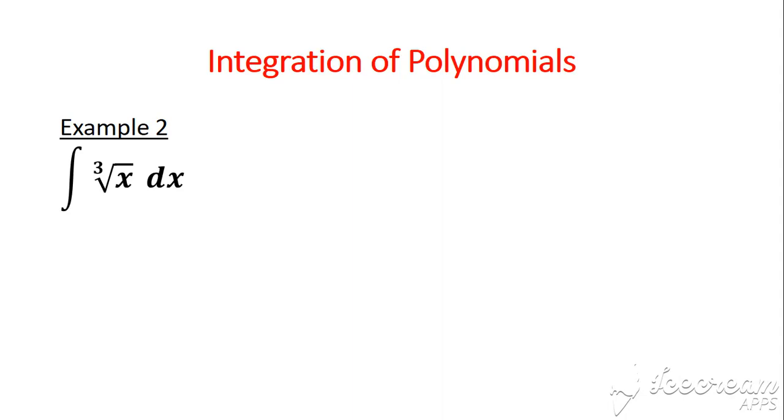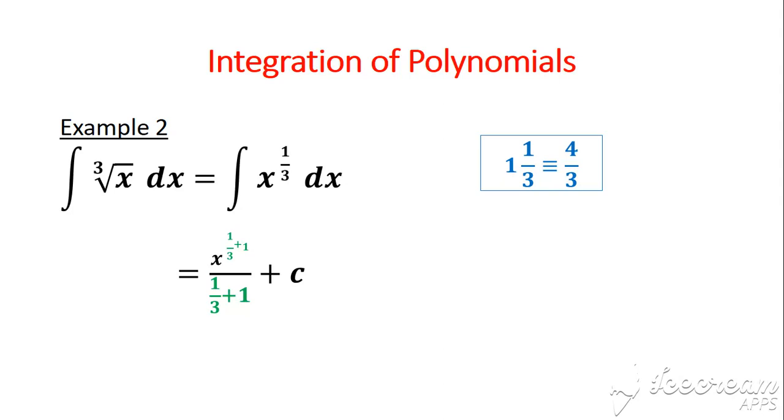All right, let's do a second example to show you how this works once again. So we're going to integrate the cube root of x with respect to x. Remember, the cube root of x can be rewritten as x to the power of 1/3. Now we're going to add 1 to the power of 1/3 and divide by the new power of 1/3 plus 1. Remember, 1 and 1/3 can be written as 4/3. So now we can rewrite this as x to the power of 4/3 divided by 4/3 plus our constant c.